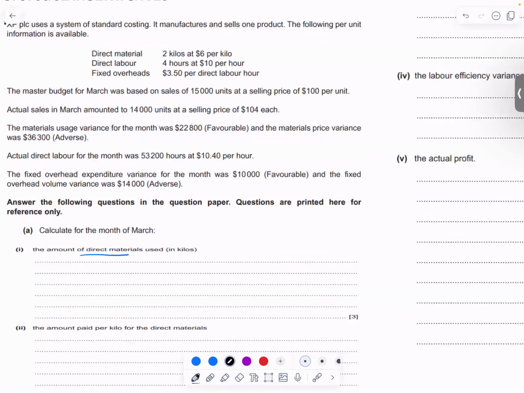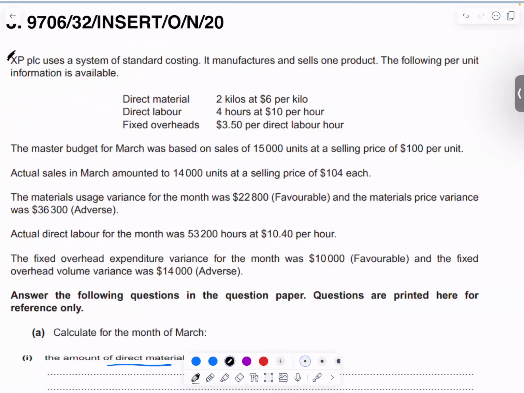XP PLC uses a system of standard costing. It manufactures and sells one product. The following per unit information is available. Direct materials, 2 kilos at $6 per kilo. Direct labor, 4 hours at $10 per hour. Fixed overheads, 3.5 per direct labor hour. What does this mean? That the fixed overheads are on direct labor hour basis. Very good.